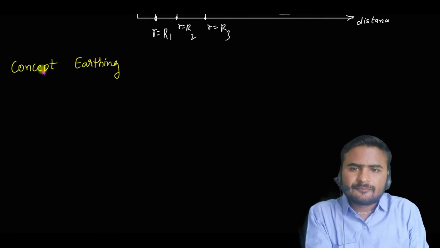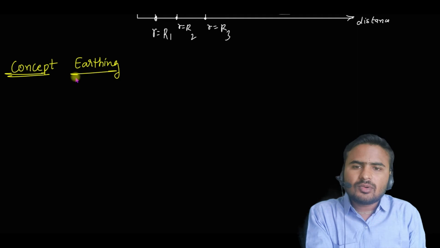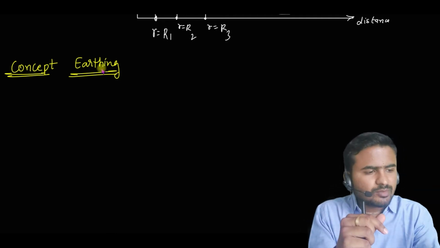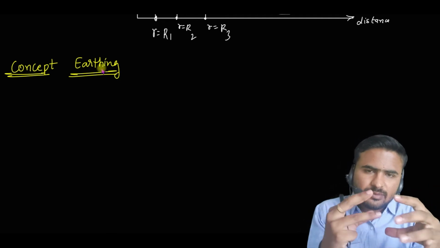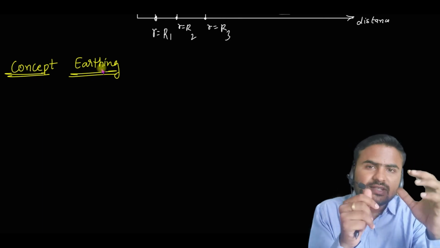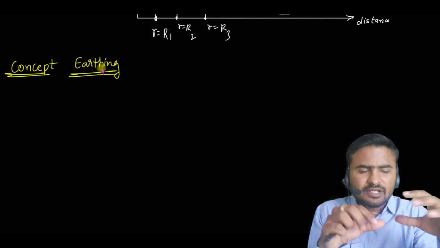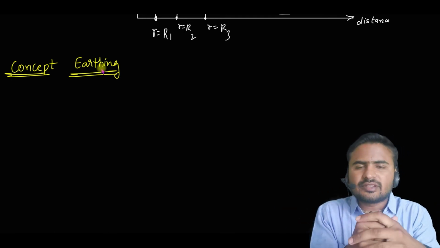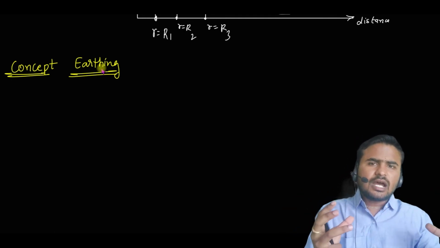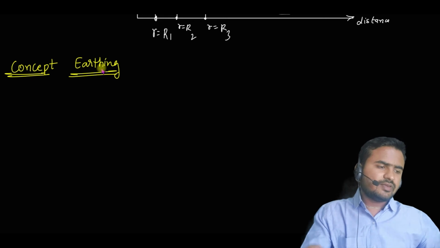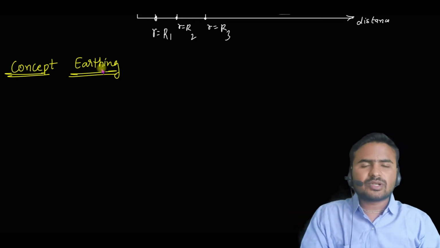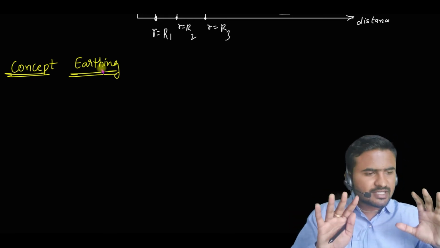Concept of earthing. Whenever you connect a body to the ground, the potential of that body will become zero, because the potential of the earth is taken as zero. We take the potential of the earth as zero because it's so huge. Adding some amount of charge to it or removing some amount of charge from it doesn't affect the potential of the earth. So we take that as a reference, and that is zero.